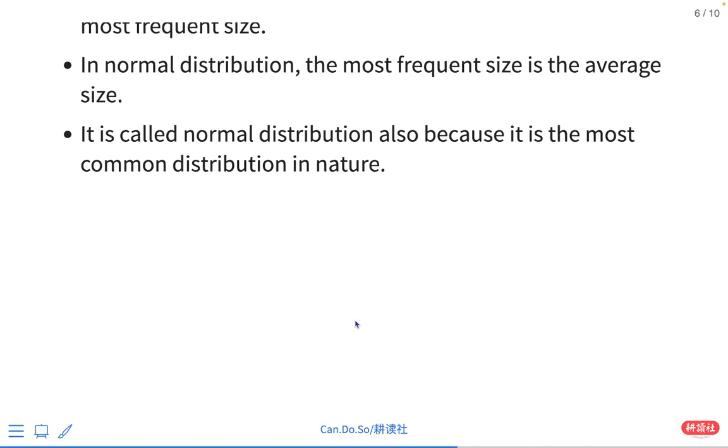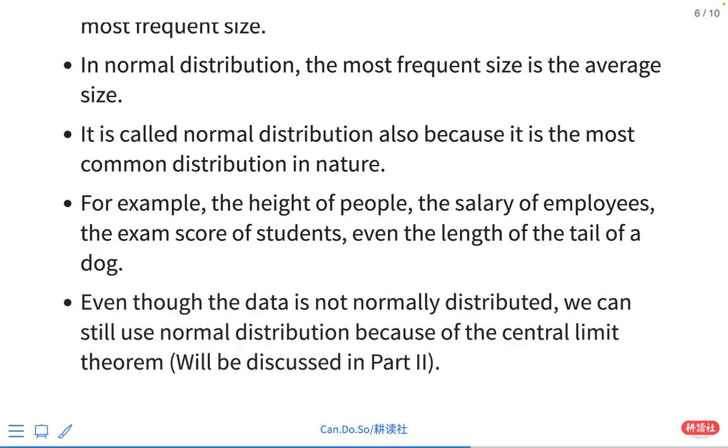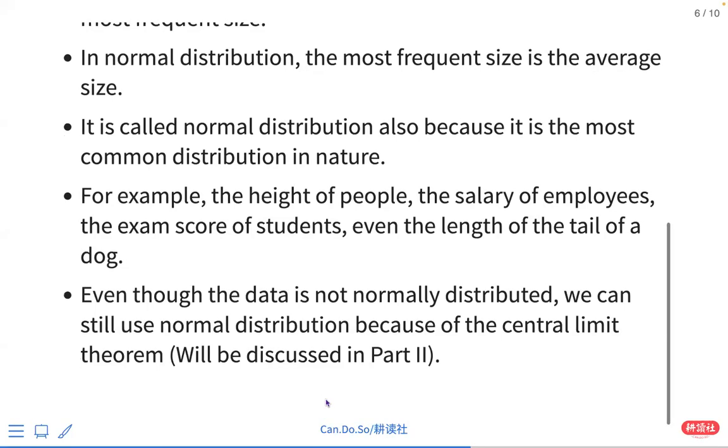It is called normal distribution also because it is the most common distribution in nature. For example, the height of people, the salary of employees, the exam score of students, even the length of the tail of a dog. So that's why it's very useful. And even if some data is not normally distributed, we can still use normal distribution because of the central limit theorem, which will be discussed in part 2.